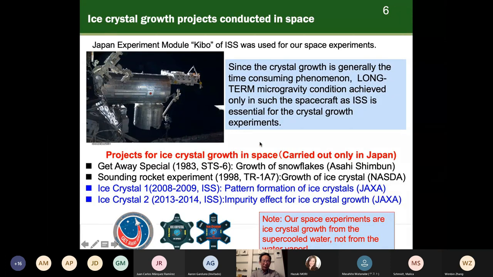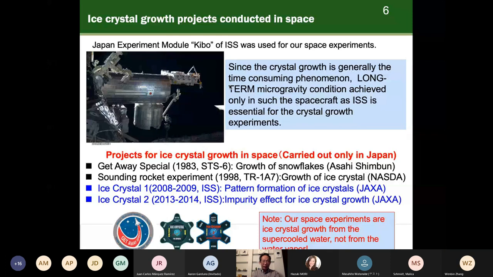Before I start the details of our research, I'd like to say a little about the history of ice crystal growth experiments carried out in space in Japan. There were four experiments. The first one was carried out in 1983, the Getaway Special Project using a space shuttle. In this experiment, the growth of snowflakes was carried out in space. Snowflakes grow from water vapor, which is vapor growth of crystals.